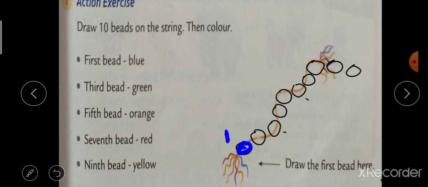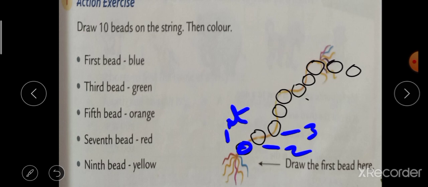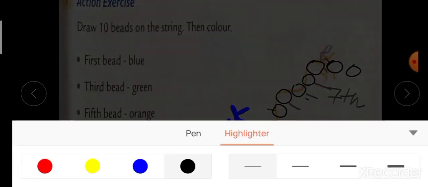This is first. Okay, then second, third, like that you have to count and do it. Fifth bead will be orange, seventh bead will be red. That I think I can do. Fourth, fifth, sixth, and here we have seventh bead. Okay, so the seventh bead says red, and I do have a red color.